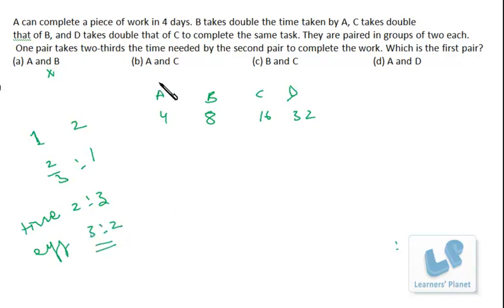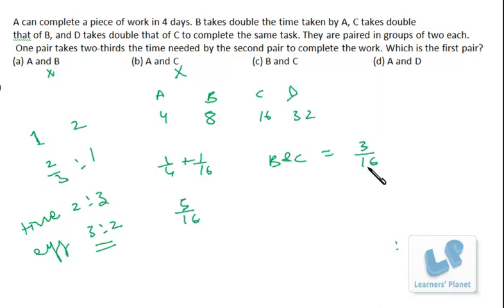Now suppose A and C is the correct answer, that means it's 1/4 plus 1/16. You should not write it, you just calculate it mentally. It will be 5/16. But we want the ratio as a multiple of 3 or 2, which we are not getting over here, so this won't be the correct choice. Now let's see with B and C. So B and C, it's 1/8 plus 1/16. So B and C are doing 3/16 work per day.